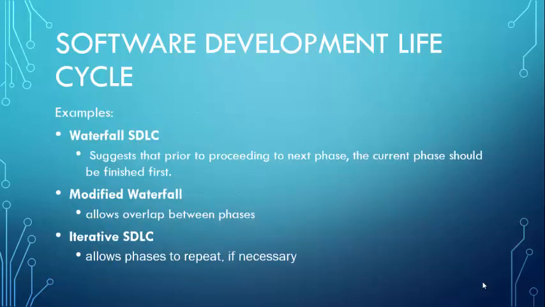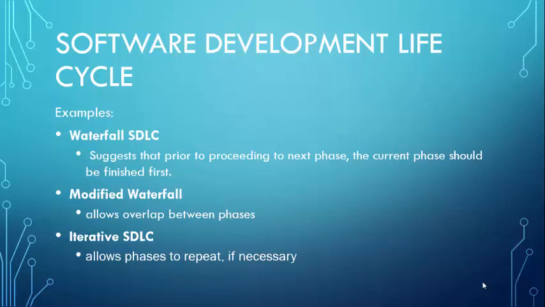These are some of the examples for the software development life cycle. The waterfall SDLC suggests that prior to the next phase, the current phase should be finished first, but applying this strategy in the real world would be unfeasible since it would be impossible to modularize system development. Currently, waterfall SDLC is not recommended to use in creating or in developing a software.